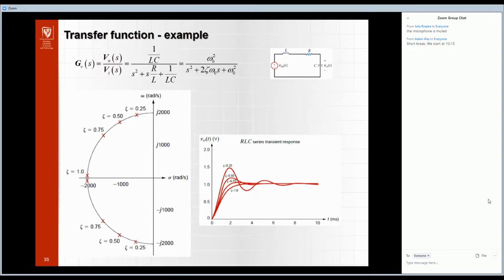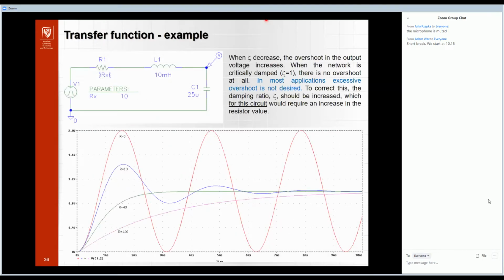Okay, so now I show you the simulation of this, and this is what I said previously. So in most applications, excessive overshoot is not desired. You must remember about this, and we can correct this using the damping ratio zeta. The damping ratio should be increased, and for this circuit, and maybe for similar ones, it would require increasing the resistor value.